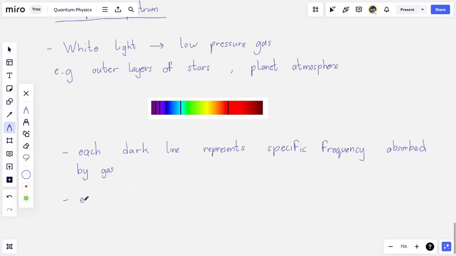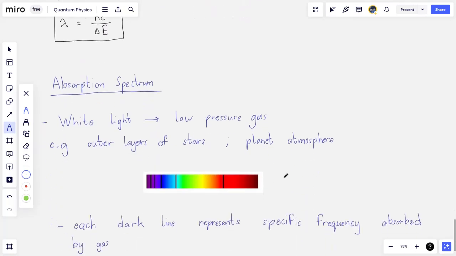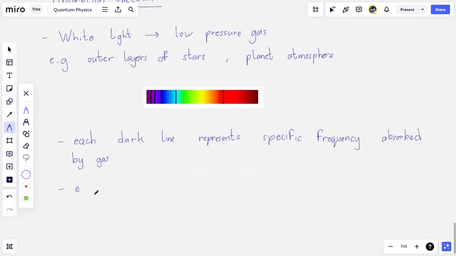Now, why does this happen? This happens because electron transitions will give off photons in all directions. Remember, I've drawn the photons moving in a very specific direction here, but in reality, the photons will be given off in all directions. So the white light passing through the gas, only the specific frequencies are absorbed. Imagine it in this way, as the white light moves towards our eyes, the specific frequencies for hydrogen, in our case red, blue, purple, violet, are absorbed and then re-emitted in all directions.